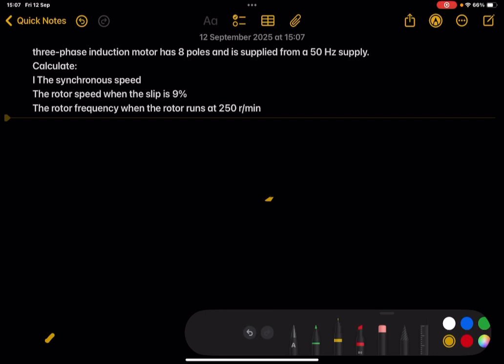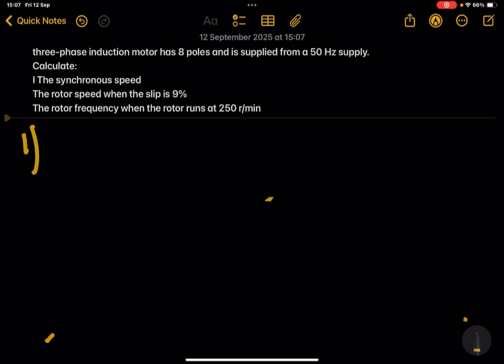Calculate the synchronous speed, the rotor speed when there's slip of 9%, and then the rotor frequency when the rotor runs at 250 RPM. So let's start at the first question, the synchronous speed.